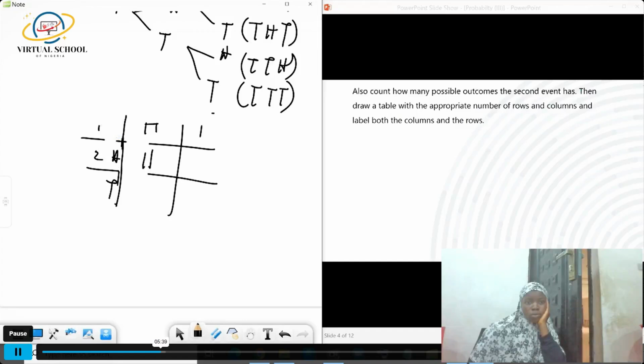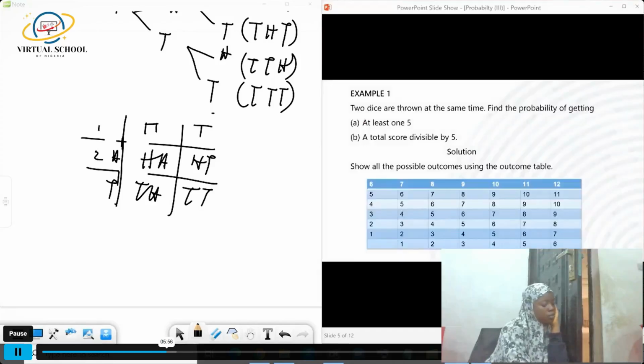and tail. Then I'm having head for the first event. Then we are having head, tail for the second event. This is tail, head. This is tail, tail. Now this table is what we call our outcome table. Now let's see some examples.